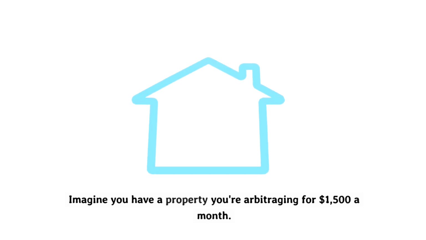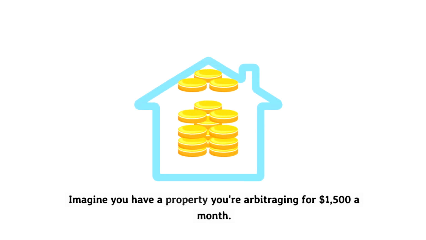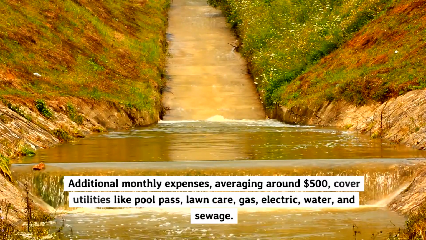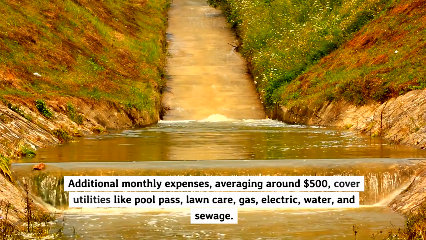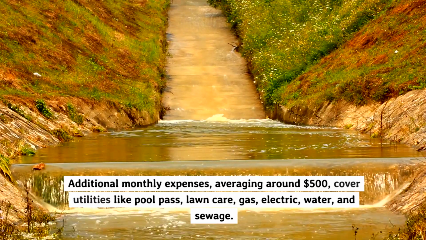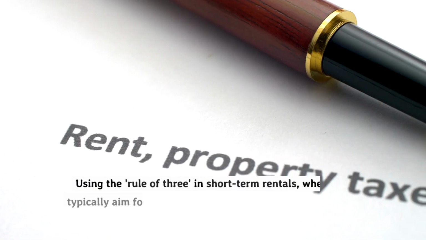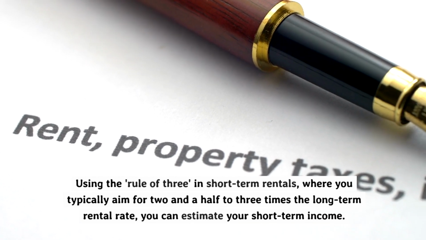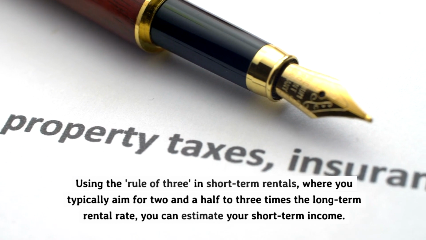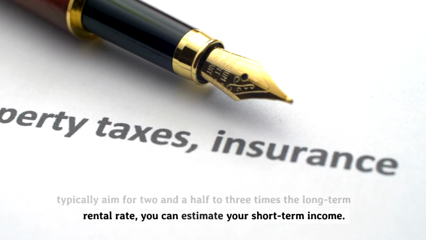Imagine you have a property for rent arbitrage at $1,500 a month. Additional monthly expenses, averaging around $500, cover utilities like pool pass, lawn care, gas, electric, water, and sewage. Using the rule of 3 in short-term rentals, where you typically aim for 2.5 to 3 times the long-term rental rate, you can estimate your short-term income.